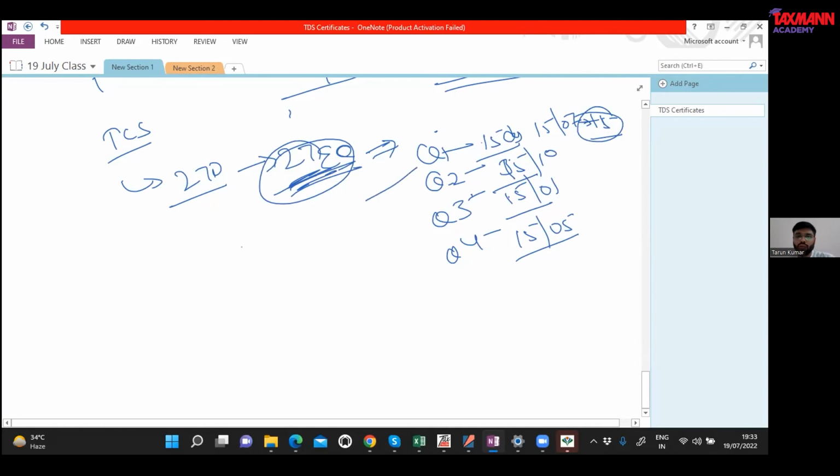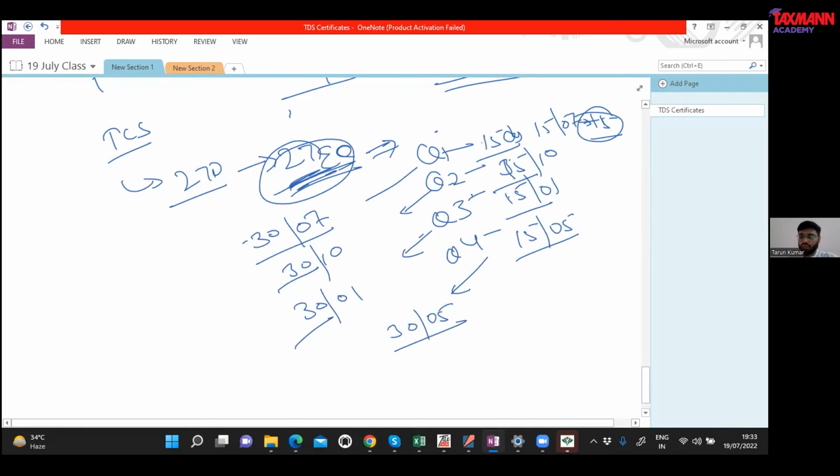For Q1, the date will come 30th of July. For Q2, the date will come 30th of October. For Q3, the date will come 30th of January. And for Q4, the date will come 30th of May. So these are the dates to issue the TCS certificate in Form 27D.